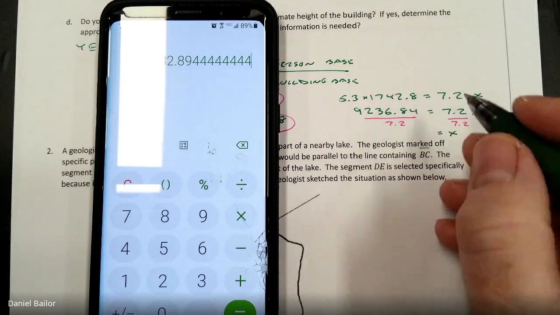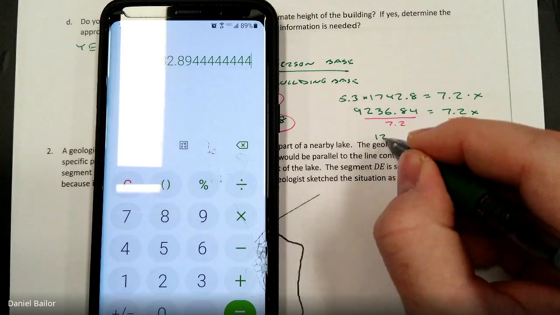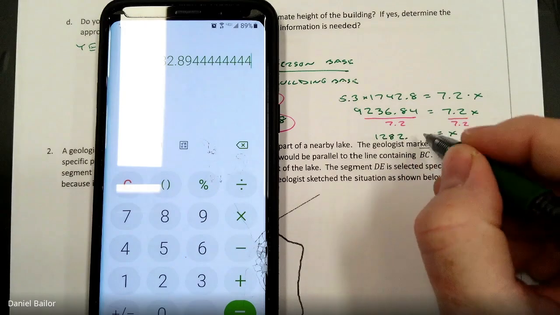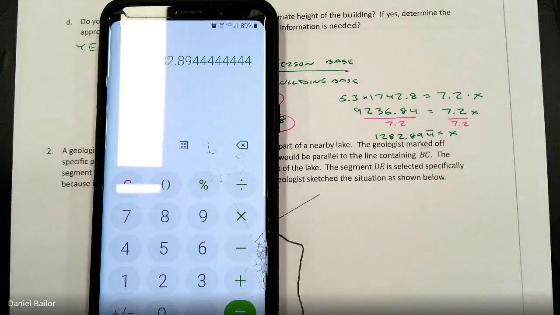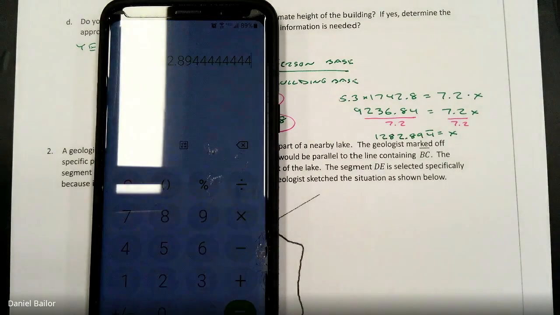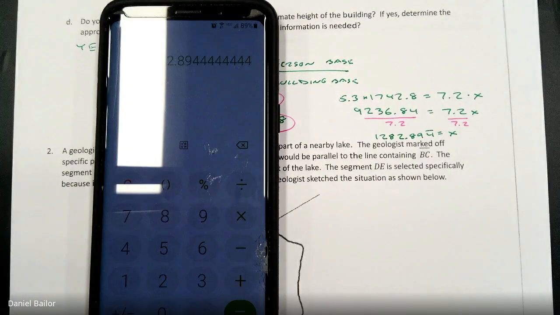So we find out the building is 1282.89 with a 4 that goes forever. That is how tall the building is right there. And we solved that by using similar triangles, taking what we know and figuring out what we don't know.